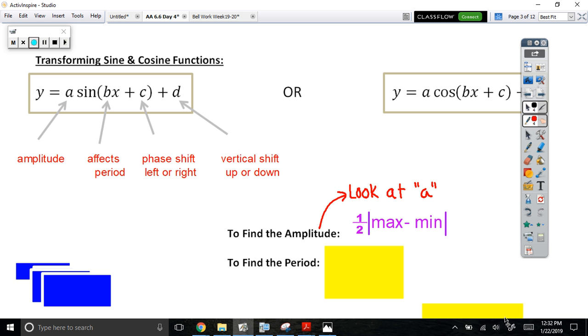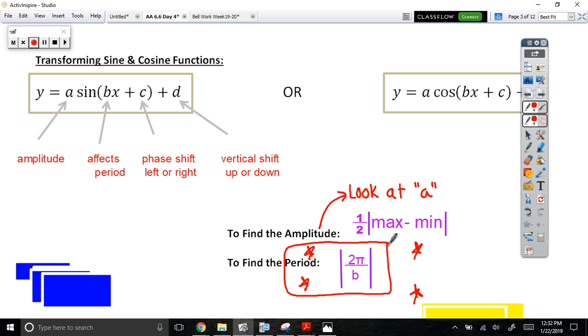But this formula to find out what the period is, bless you, you need to know this one for sure. That is 2 pi divided by b, and those are absolute value bars again, so it will make the value positive. So period equals 2 pi divided by b. Remember, the period is how long it takes for the curve to complete one cycle before it starts repeating.